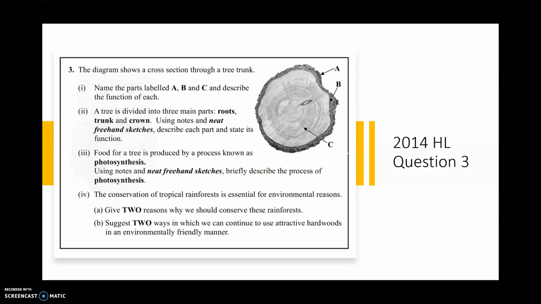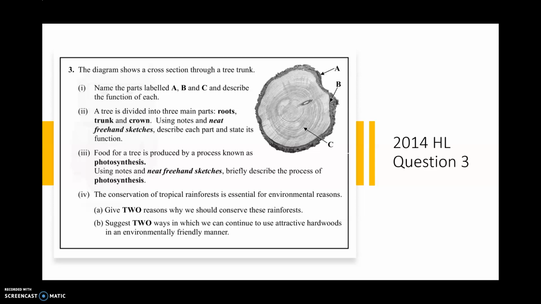Here's a question I want you to complete. I should have covered every section in this. The diagram shows a cross section of a tree trunk. Part 1. Name the parts labelled A, B and C and describe the function of each. A is the bark, B is the cambium layer, and C is the heartwood. A tree is divided into 3 main parts: roots, trunk and crown. Using notes and neat freehand sketches, describe each part and state its function.